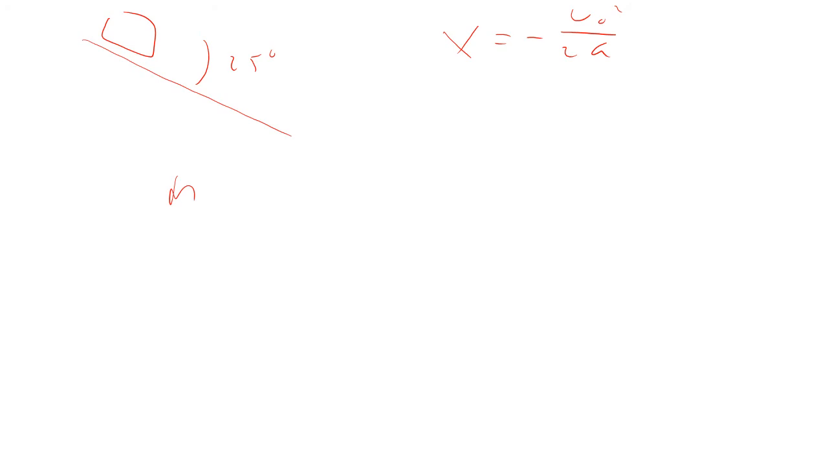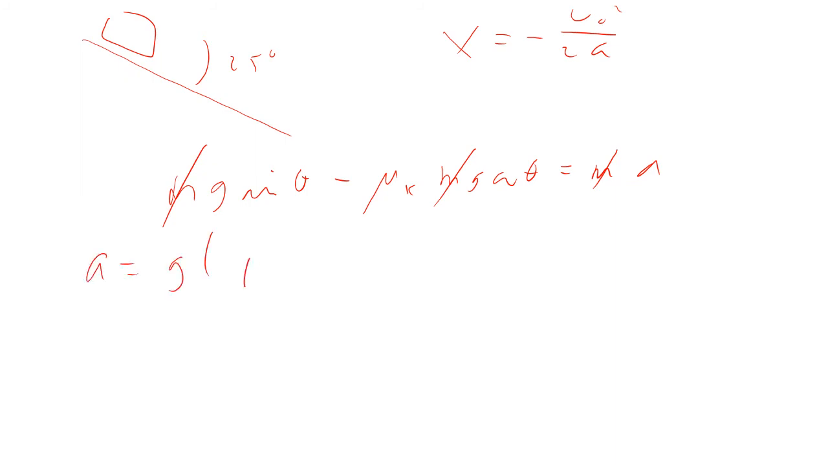We have mg sine theta minus mu sub k mg cosine theta equals ma. So the m's cancel. And so a equals g sine theta minus mu sub k cosine theta. If I plug in all the numbers, I come up with 1.33 meter per second squared. Now here's a problem.